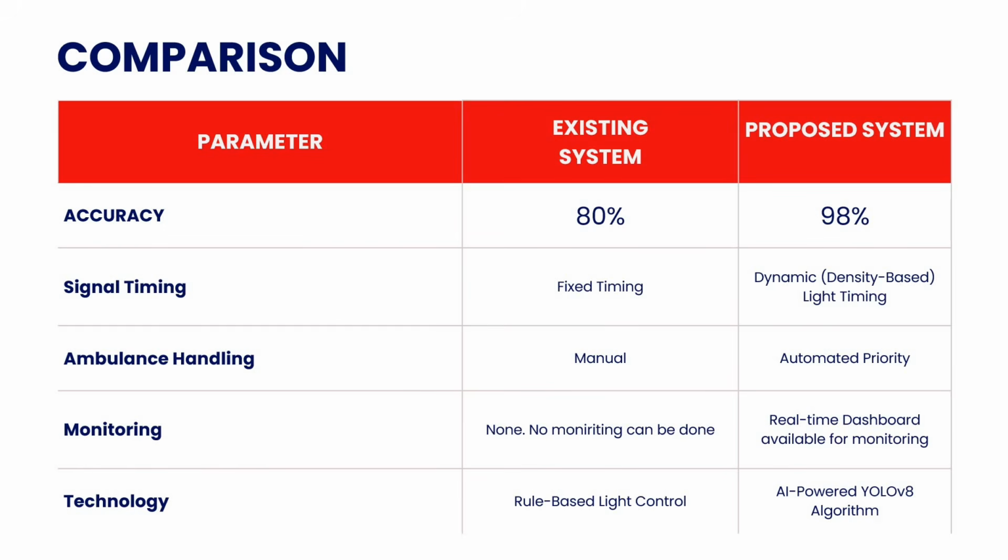Usually the existing system won't have any ambulance handling feature. So manually the traffic officer should go to the traffic light control room and give the green signal. But our system has an automatic priority. It will detect the ambulance automatically. It will open the signal.